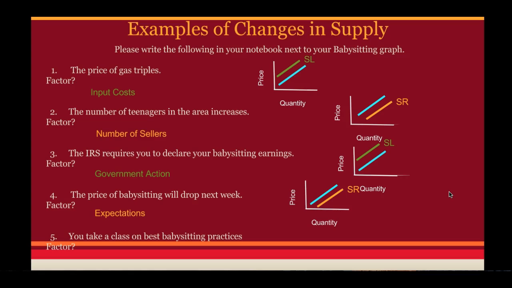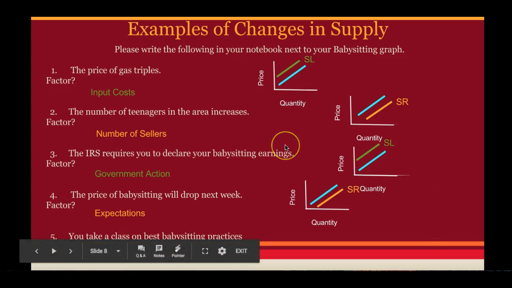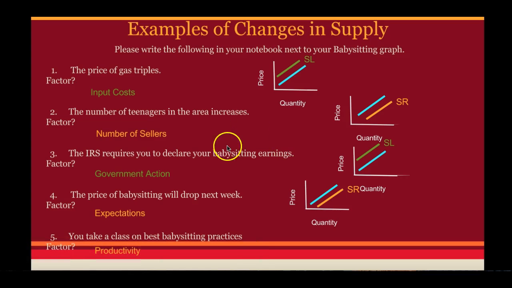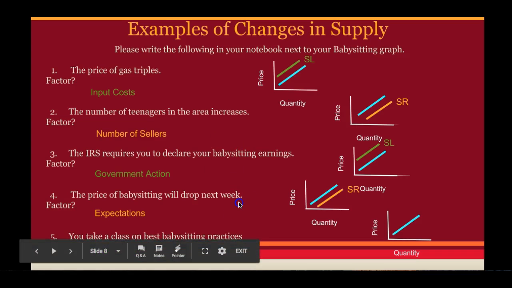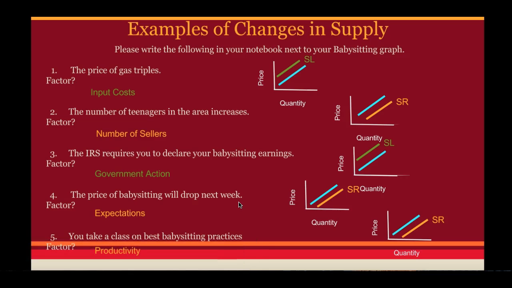All right, last one says you take a class on best babysitting practices. Okay, so this is related to the people that are actually doing it. And so we're talking about making you, hopefully, a more productive worker, so this is going to be labor productivity. Now, once you get to labor productivity, what happens to your supply curve? So when you have a class and you're trained more, it's going to make you much more willing to offer babysitting services. So it's going to be a right shift in supply.